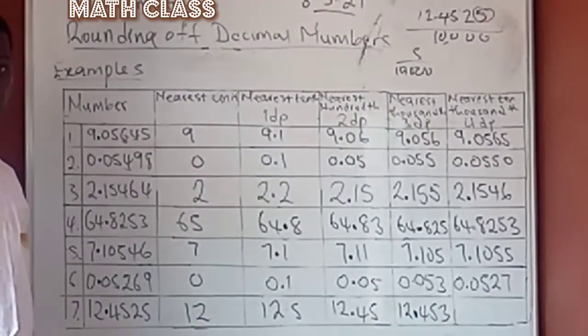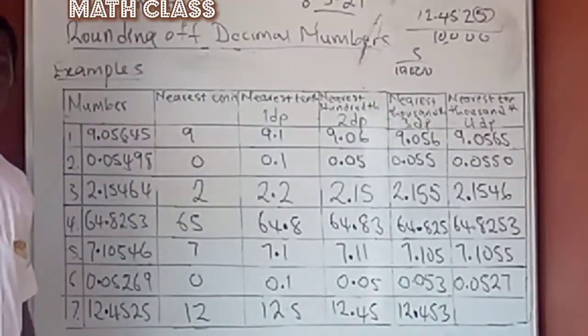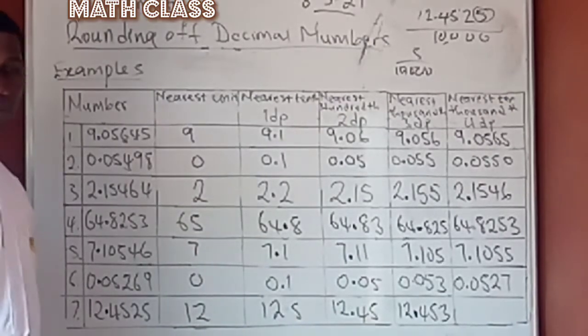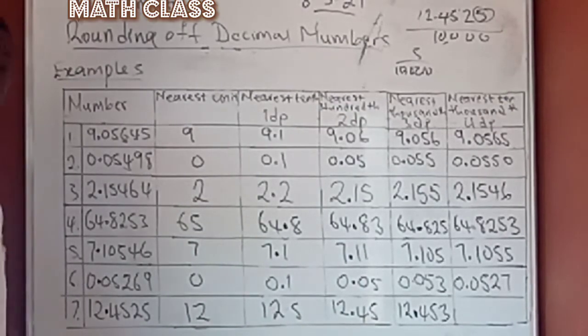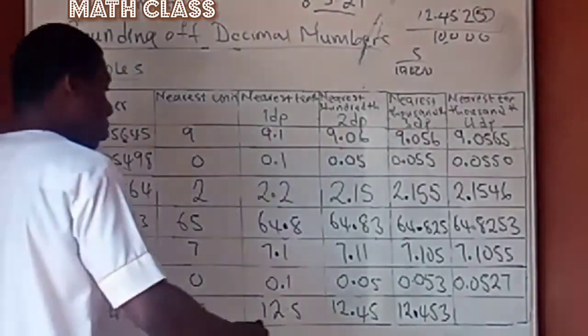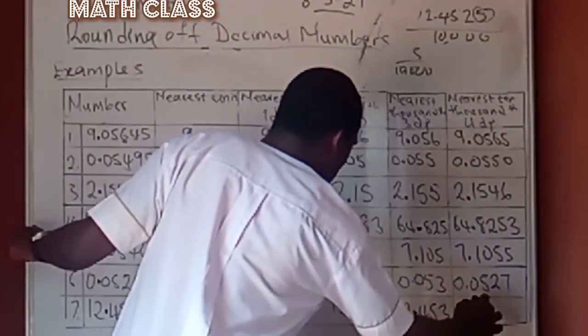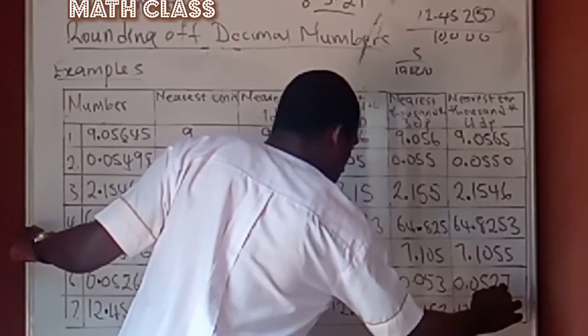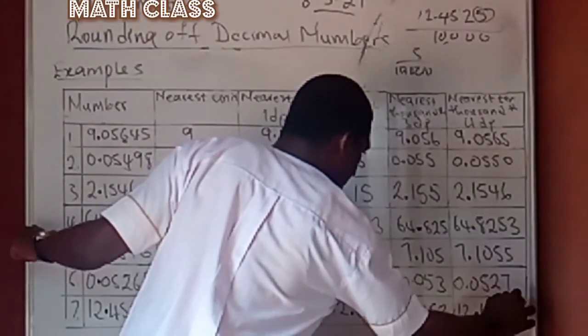Do you understand? But there is no number after it. We assume that it is 0. So we're not adding anything. Our answer is going to be exactly the same: 12.4525.